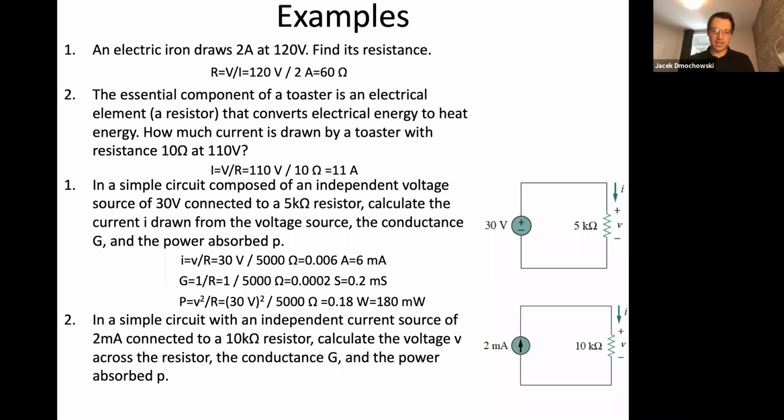All right, in a simple circuit with an independent current source of 2 milliamps connected to a 10K resistor, calculate the voltage across the resistor, the conductance G, and the power absorbed P.